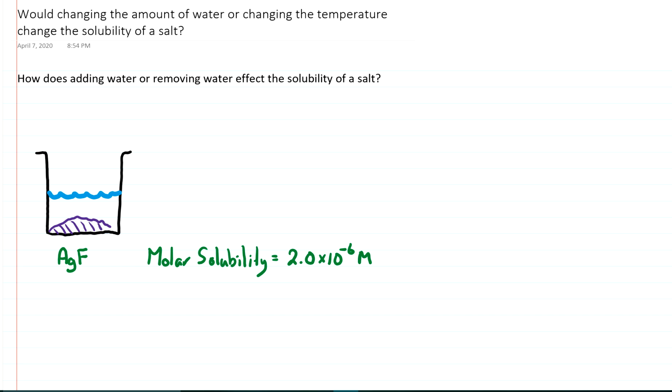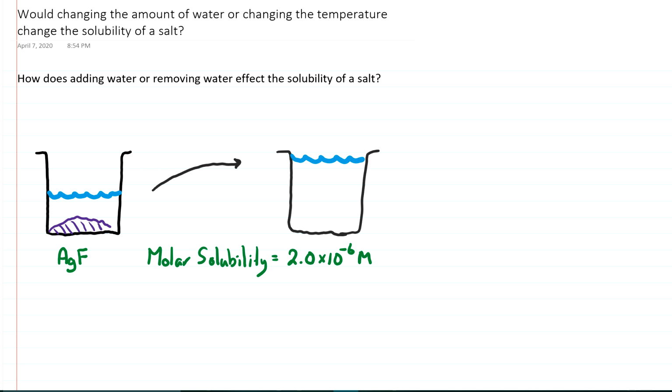Well, you might think that if you add more water, I guess you could think, well, what would happen to the amount of solute in the beaker? And so if, let's say we added the water right to the highest level here. So I think most of us agree if you added more water to a saturated solution, you would decrease the concentration of the ions in solution.